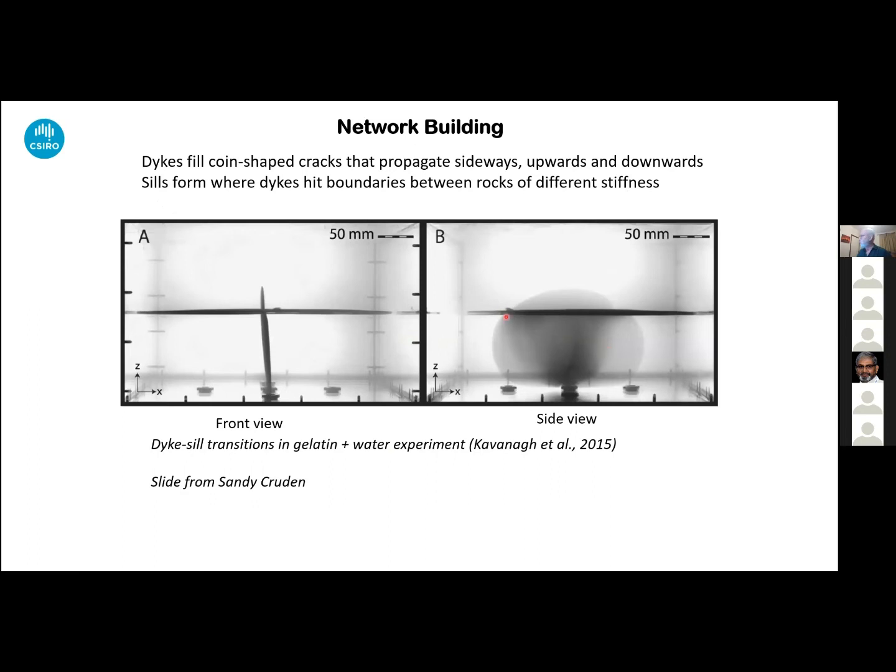So, what are they? Well, we think that essentially we're looking at the lateral propagation of dikes. In the conventional, old-style terminology, dikes fill coin-shaped cracks that propagate sideways, upwards, and downwards. And where they hit boundaries between rocks of different stiffness, different mechanical properties, then they tend to splay out into sills. These are some experiments of dike-sill transitions in gelatin-water experiments from Janine Kavanagh. Thanks to Sandy Cruden for this slide.